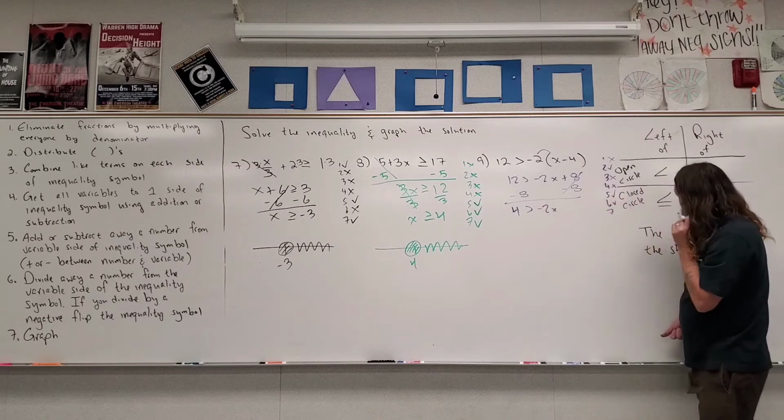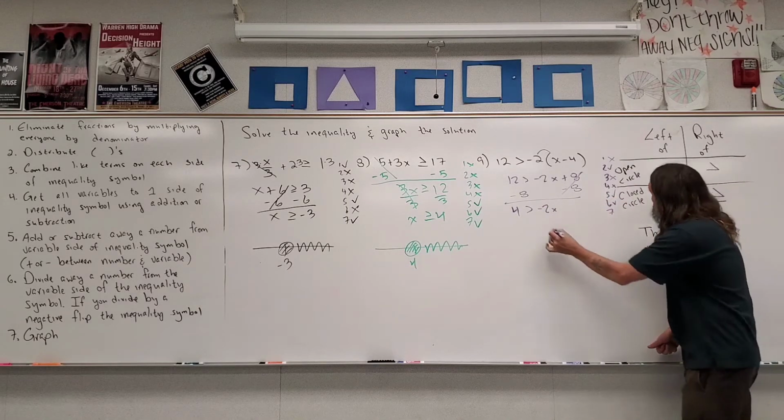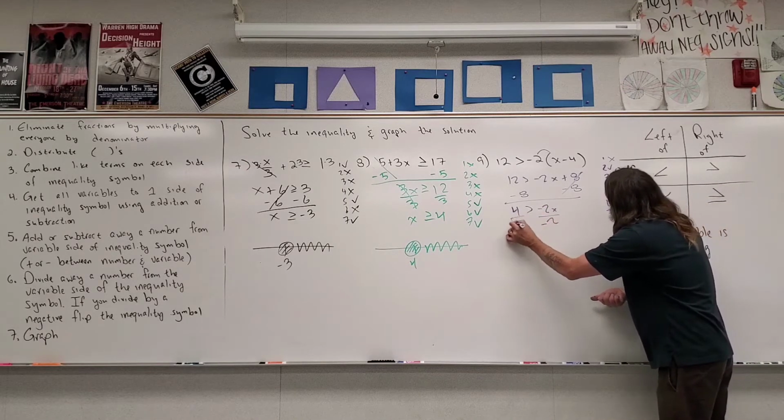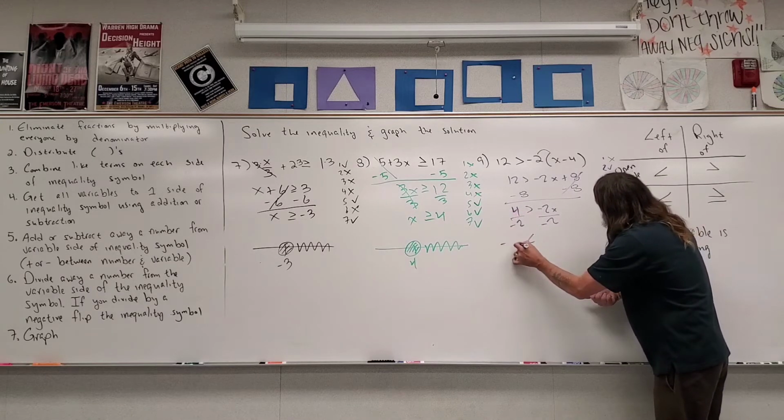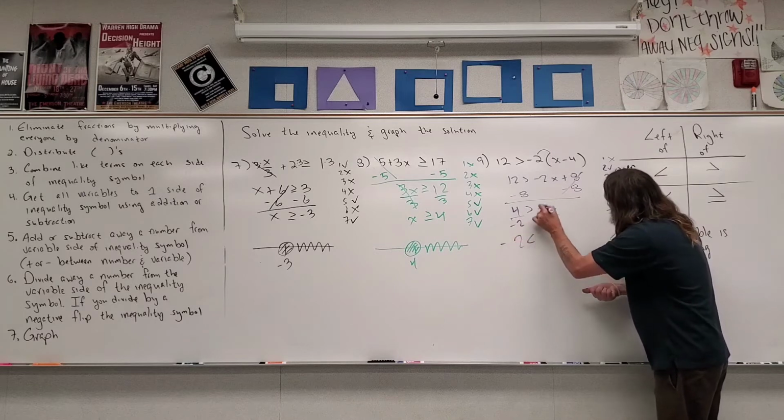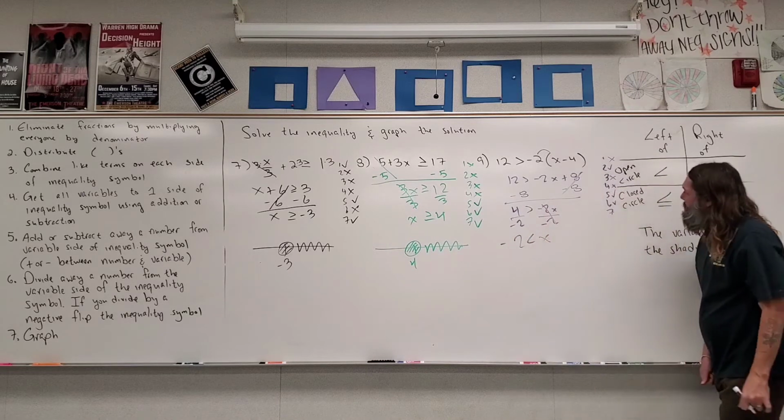I need to do step 6 to isolate the x because it's not by itself yet. And again, I'm dividing by a negative, so this switches. A negative into a positive is a negative. 2 goes into 4 2 times. Those cancel out, and that's what I'm left with.